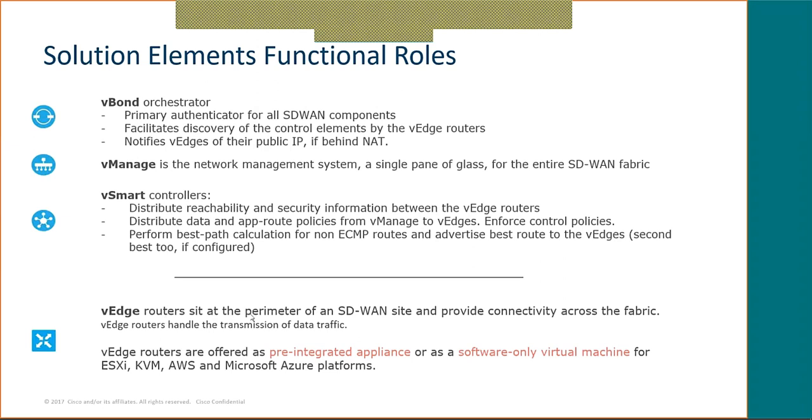vEdge routers sit at the perimeter of SD-WAN sites and provide connectivity across the fabric. vEdge routers handle the transmission of data, and they are offered as a pre-integrated appliance on a hardware platform or as a software-only virtual machine for ESXi, KVM, AWS, and Azure platforms. So they are available in both physical and virtual platforms, and depending on our requirement, we can use it. So just a quick view: vBond for its unique role, vManage for its unique role, vSmart for its unique role, vEdges for its unique role.